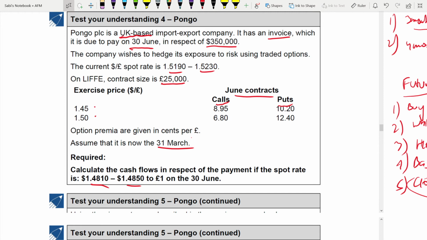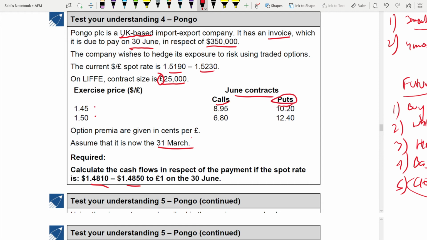To understand that, this is a payment. We have to pay in US dollars. To pay in US dollars means we have to buy US dollars. But we cannot buy US dollars because the contract size is in pounds. So we buy US dollars means we are selling pounds. We can sell pounds. That's why it's a put option.